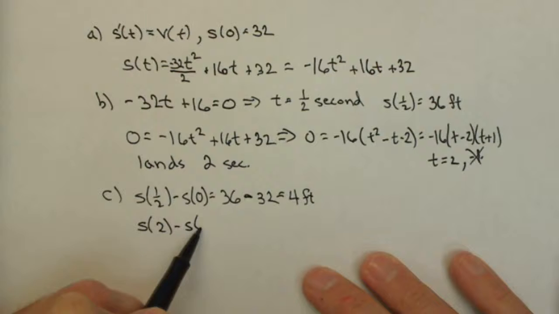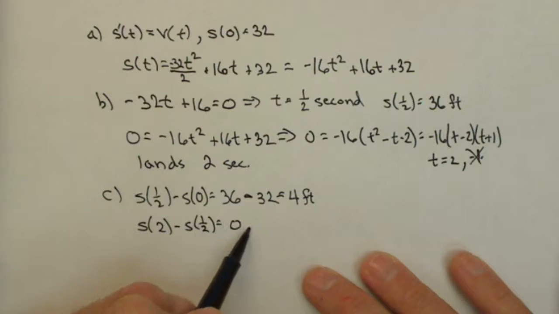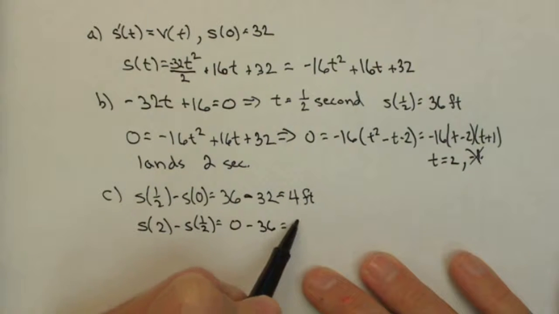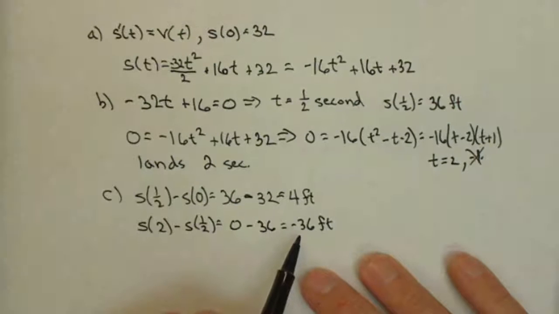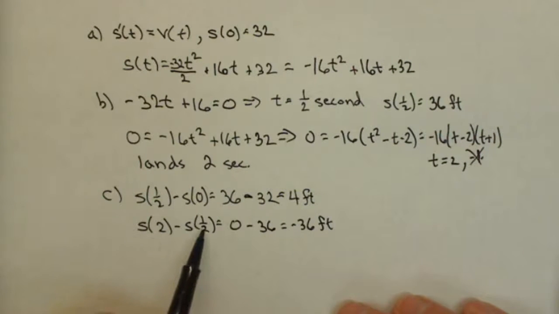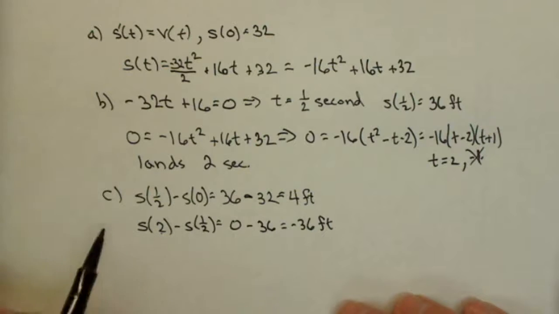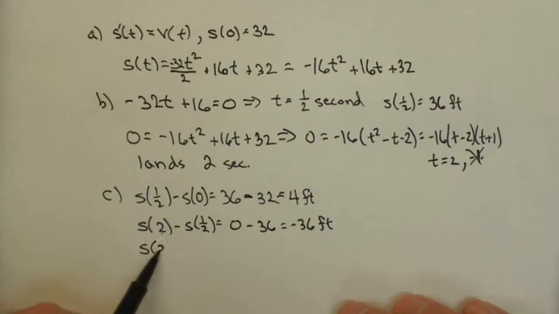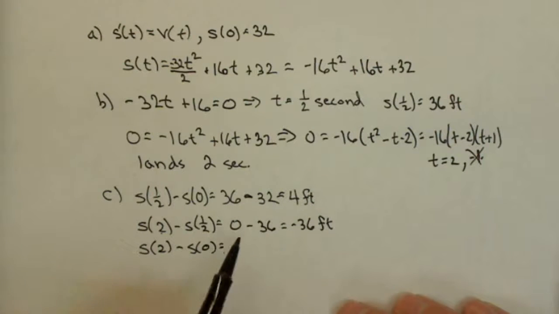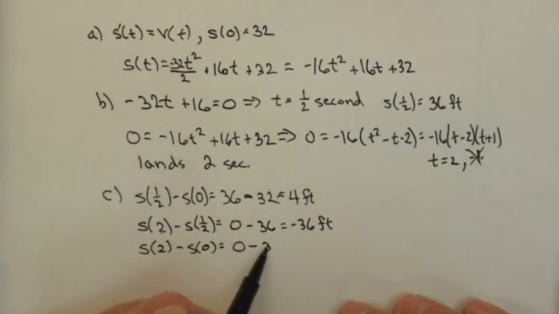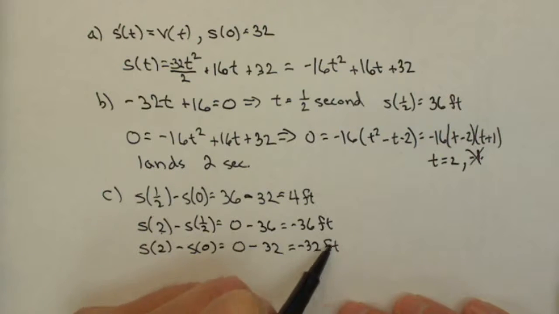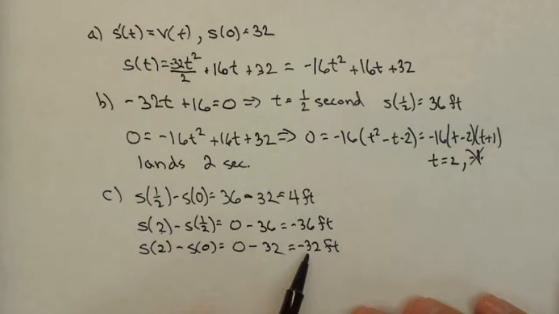s of 2 minus s of 1/2, if we calculate this, we get 0 minus 36, which equals negative 36 feet, which is the distance the ball dropped from its maximum height. At 1/2 second, it was 36 feet in the air. It dropped down to 0. The negative tells us it's going downwards. Then s of 2 minus s of 0 equals, s of 2 again is 0, s of 0 is 32, so negative 32 feet. This is going to be our change in position. At time 0 it was at 32 feet, at 2 seconds when it hits the ground it's at 0 feet, so this is a change in position.